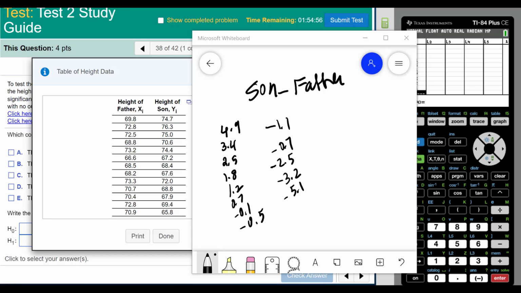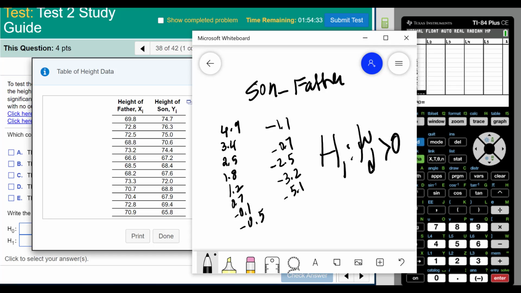Because if the son, let's say, is 70 inches and the father is 68 inches, so 70 minus 68 is 2, which is positive. So that would be your alternative hypothesis in here. It will be mu d is greater than 0. So we need to check that the mean of the difference is greater than 0.